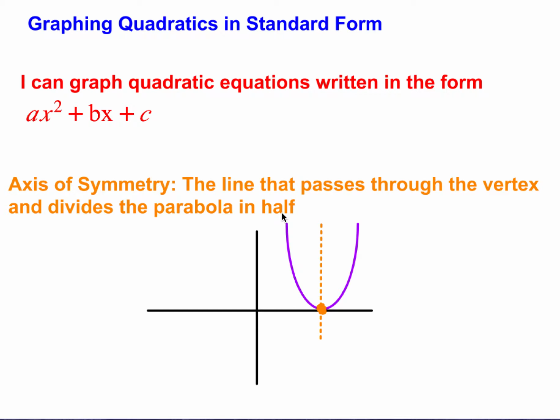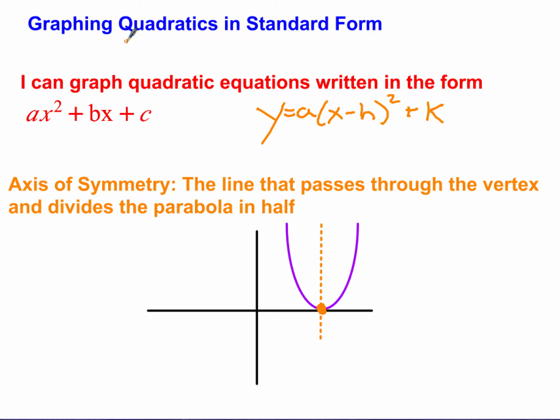So what we're going to be doing is graphing quadratics that look like this form right here. This is considered standard form. This is standard form right here. So instead of being in vertex form, which is what we've done previously, vertex form is when it looks like h-k form, x minus h squared plus k. So this is vertex form. Now we're going to graph quadratic functions that look like this.